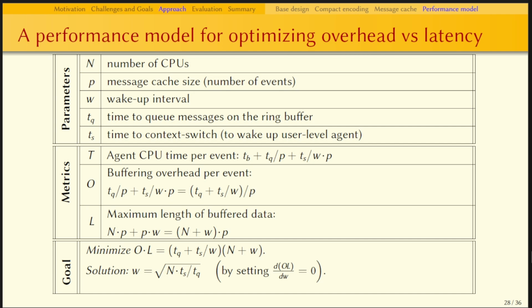And then next, our optimization goal. Our goal is to minimize the product of O and L. And what we can do is differentiate O times L with respect to W and set it equal to 0. And if we solve, we're able to derive a formula that can give us an optimal value for W.